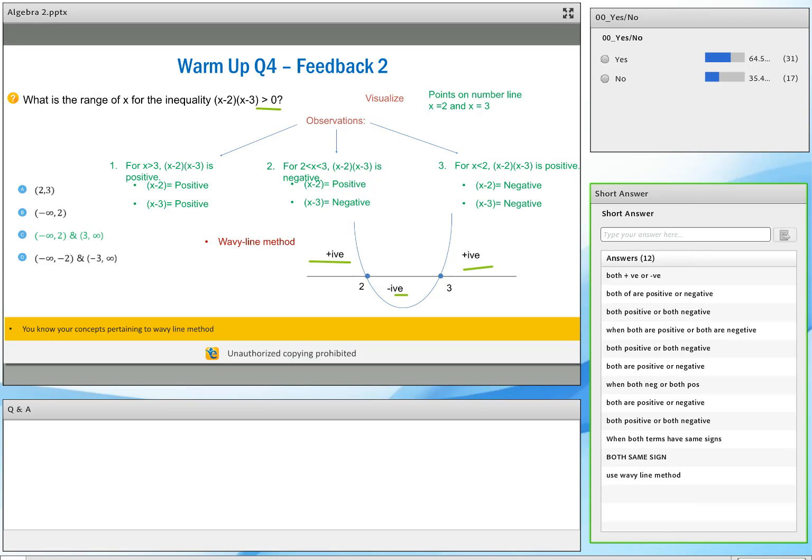Again, I'm not going to be explaining this to you. This Wavy line method is based on the method that we used in the previous slide, but it's just a quicker way of solving a quadratic inequality. So once you get comfortable with how quadratic inequalities work, it's a good idea to go through this method, because this is an application of the basic concept behind how you solve a quadratic inequality, and this can really save you time on the test.